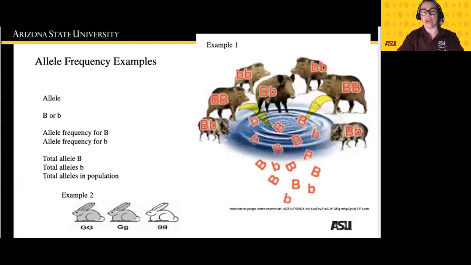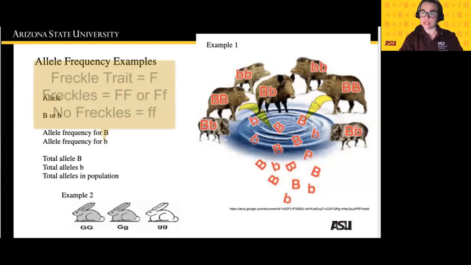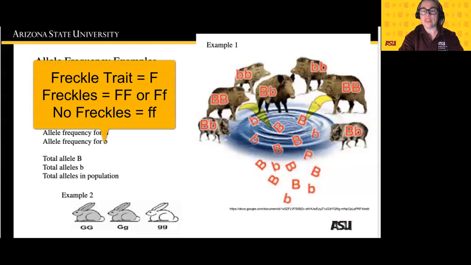Let's try diploid organisms. The total alleles in a diploid organism is 2 times the number of individuals, since they have 2 copies of each allele, 1 on each chromosome. To determine the number of freckle alleles, you would combine all the big F's, so that it would be 2 times the number of individuals that are homozygous for freckles, and 1 times the number of individuals that are heterozygote. Then you would divide by the total number of alleles in the population.